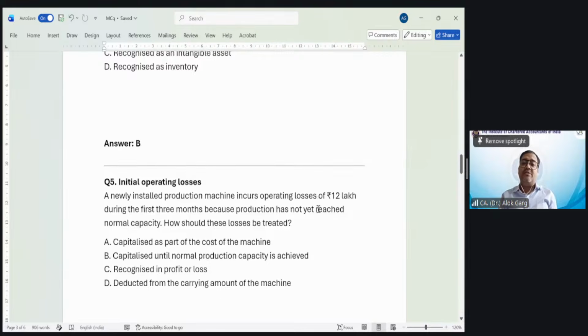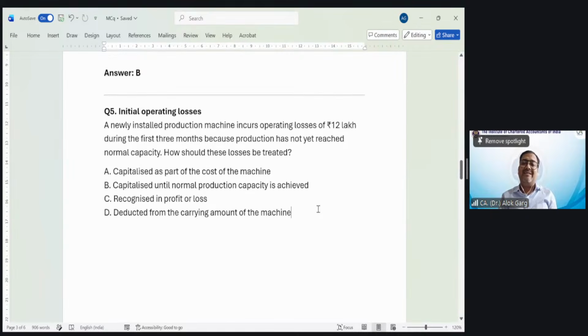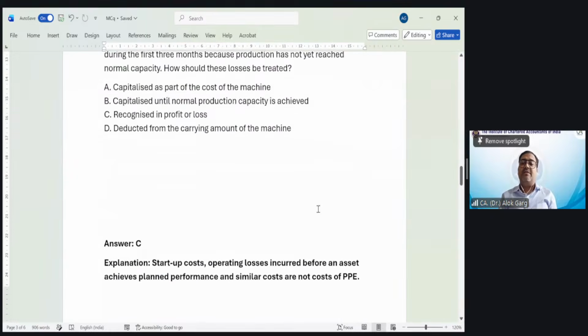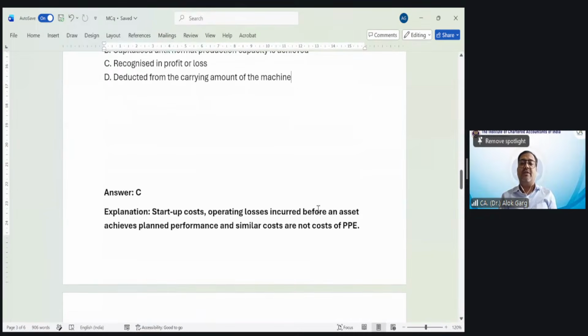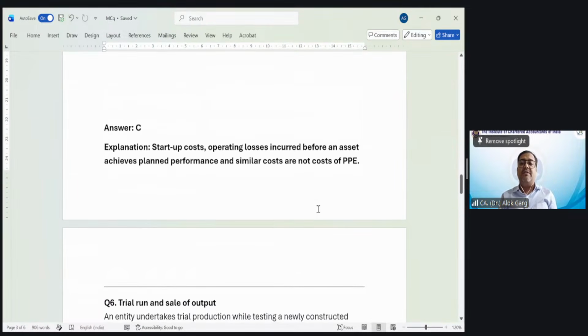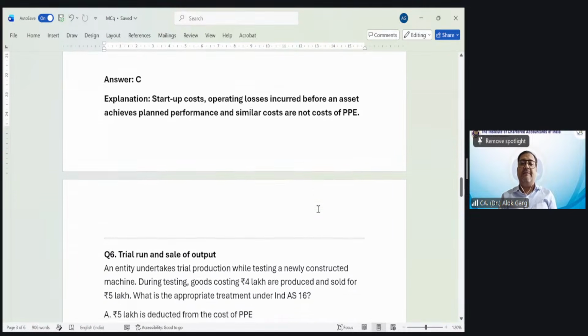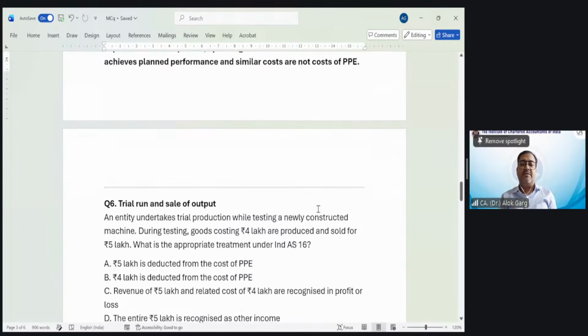Yes, you are absolutely right. It has to be recognized in P&L. C is the right answer. Explanation: startup costs, operating losses incurred before an asset achieves planned performance and similar costs are not costs of PPE. Right. Now, question number 6.